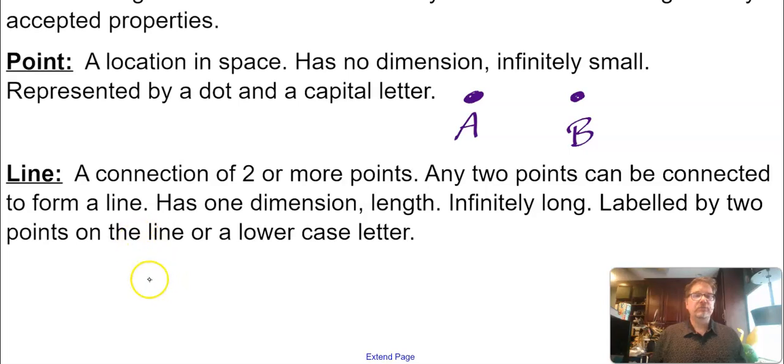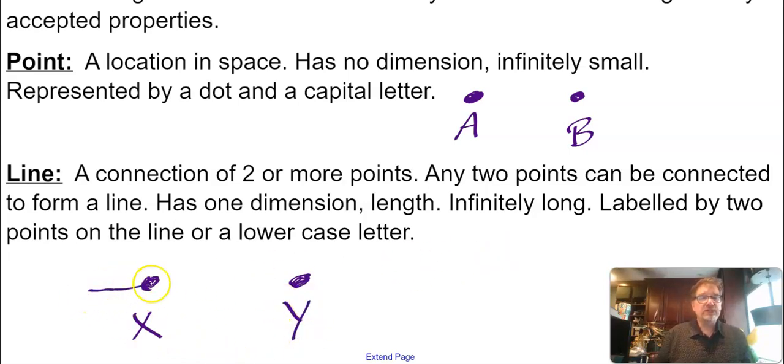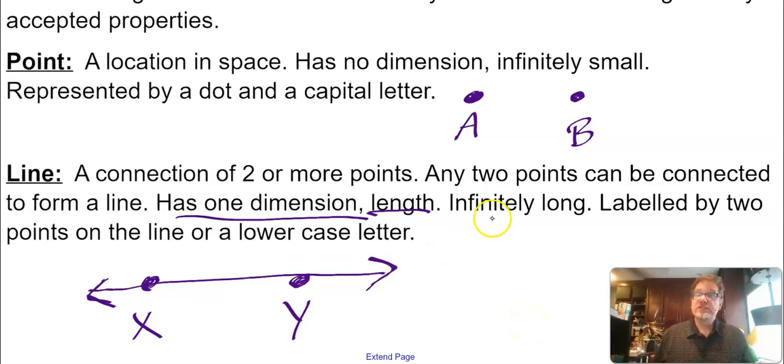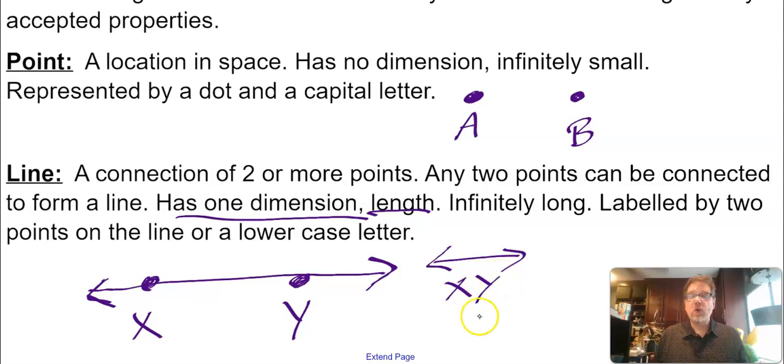Now, a line. If I give you 2 points, let's draw in 2 points. Give them any capital letters I want. It doesn't matter what letters we use. Let's use X and Y. Anytime I have 2 points, I'm allowed to connect them with a line. Now, this line goes on forever. Notice the arrowheads. This thing has length. Length is just one of my dimensions. My dimensions are length, width, and height. This is infinitely long. I would call this line XY.